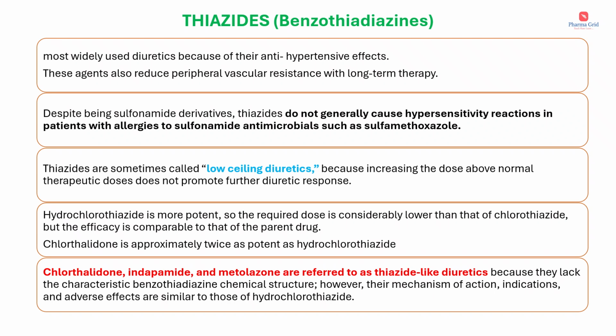Hydrochlorothiazide is more potent, so the required dose is considerably lower than that of chlorothiazide, but the efficacy is comparable to that of the parent drug. More potent means a lesser dose is required to produce a particular action. Chlorthalidone is approximately twice as potent as hydrochlorothiazide. Chlorthalidone, indapamide and metolazone are referred to as thiazide-like diuretics because they lack the characteristic benzothiazine chemical structure. However, their mechanism of action, indications and adverse effects are similar to those of hydrochlorothiazide.